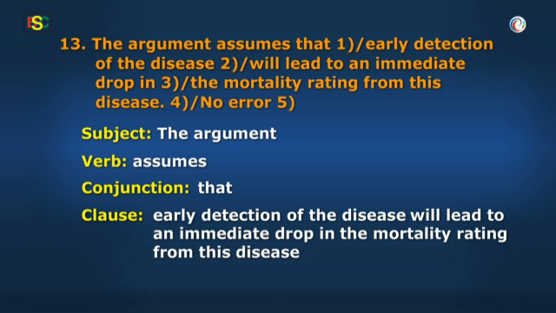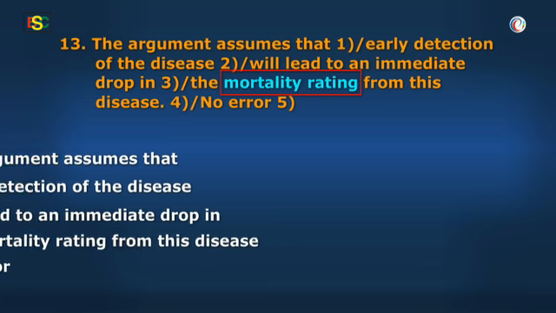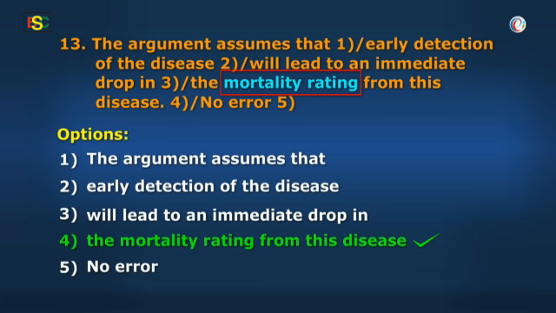Vidya, the frequency with which people die is called the death rate or mortality rate, not mortality rating. And hence option 4 is the right choice. Got it, Vidya? Yes, ma'am.